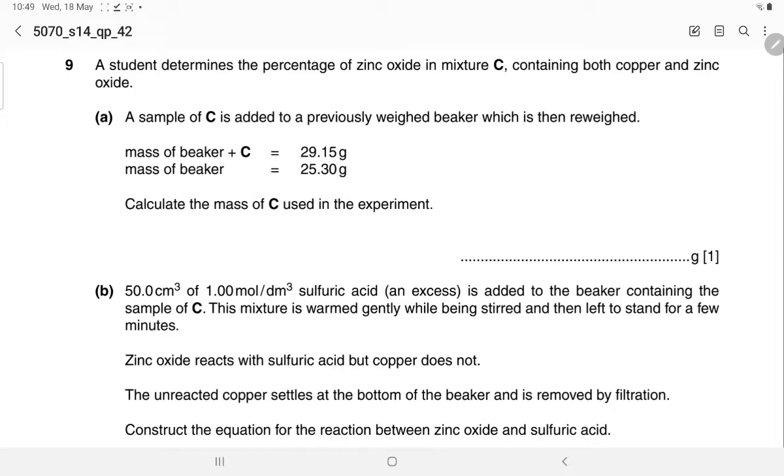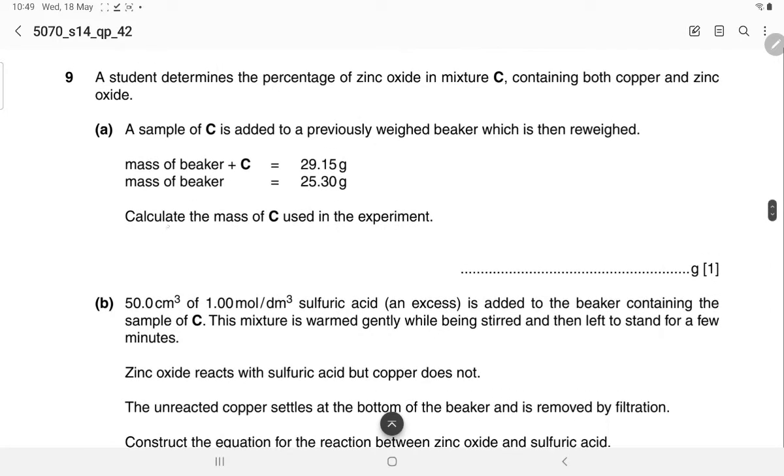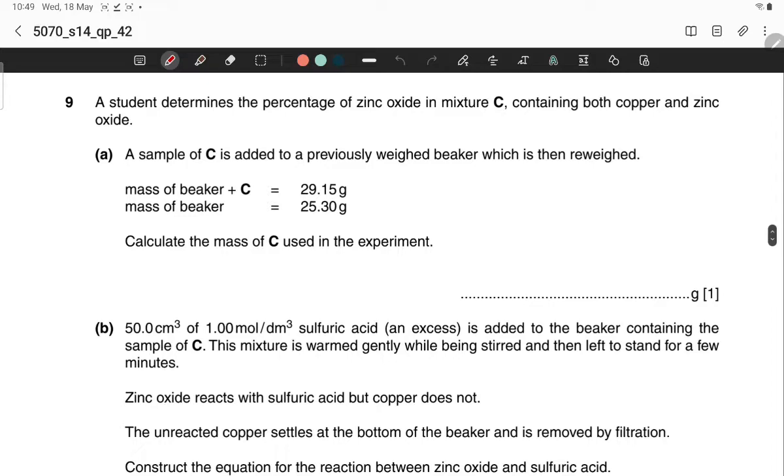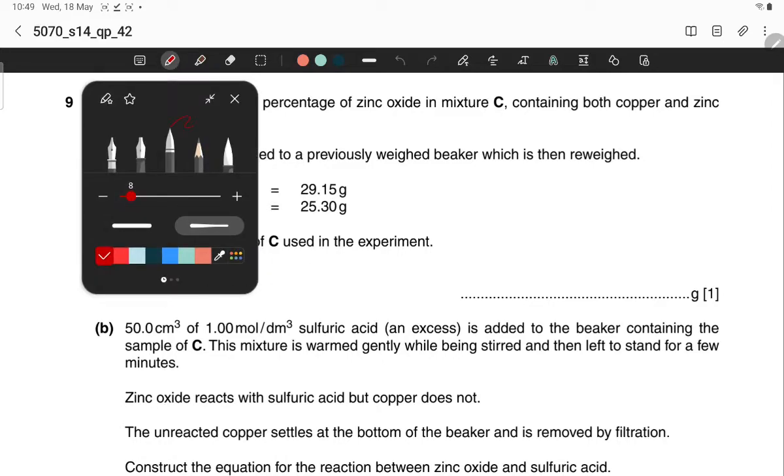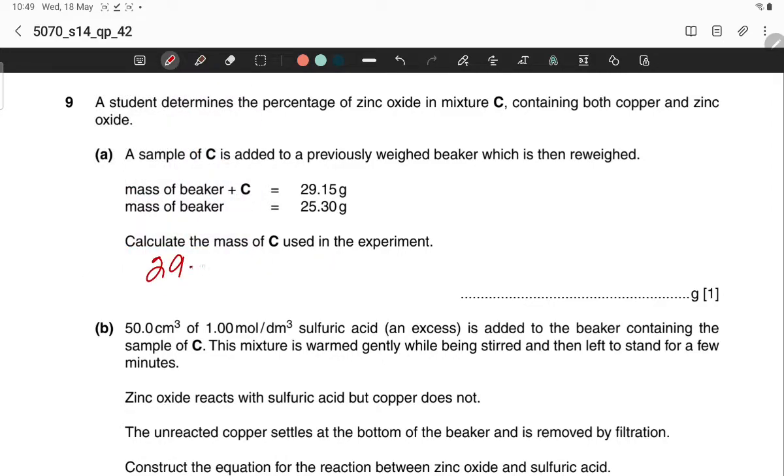So the total mass minus mass of beaker. The total mass with C is 29.15 minus 25.30, that is equal to 3.85.